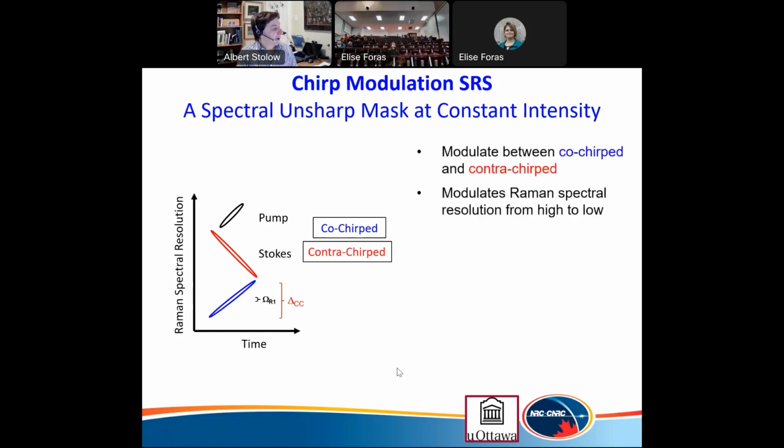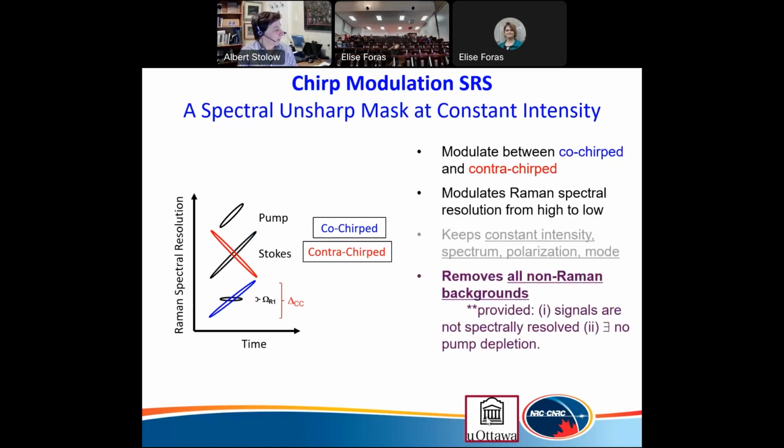So if I modulate between the co-chirped and the contra-chirped, in other words, I modulate the sign of the chirp, then essentially what I'm doing is modulating the Raman spectral resolution between high resolution and low resolution. I keep the intensity constant, the spectrum, the polarization, the spatial one, everything else is the same. I'm just modulating the sign of this chirp. And it turns out that this technique essentially removes all of the non-Raman background terms. And I'll show you how this works.